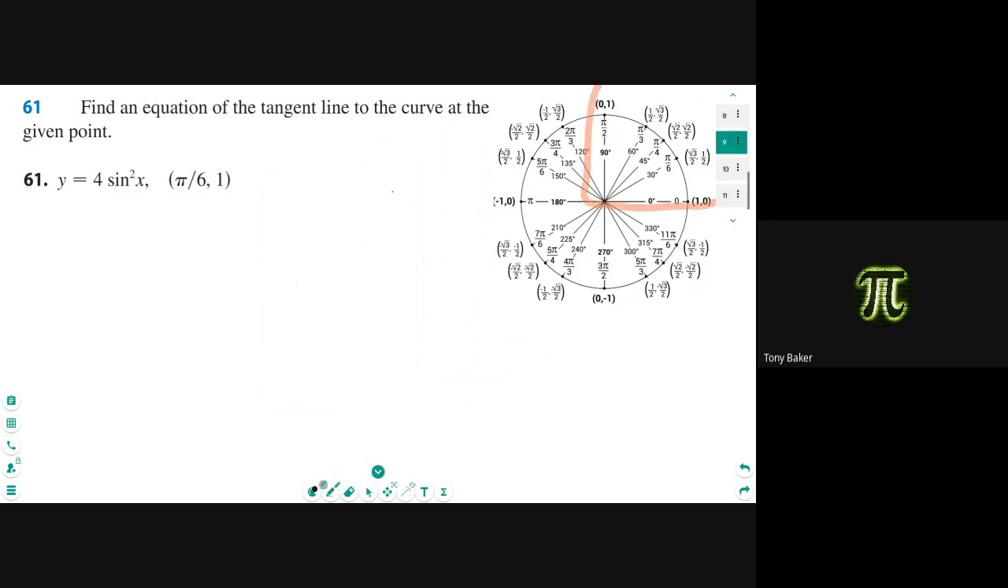Knowing at least that is going to be extremely helpful going through and doing problems. You don't necessarily need to know the whole unit circle because technically, if you know that part, you can figure out the rest of it. But knowing that part is going to be very helpful.